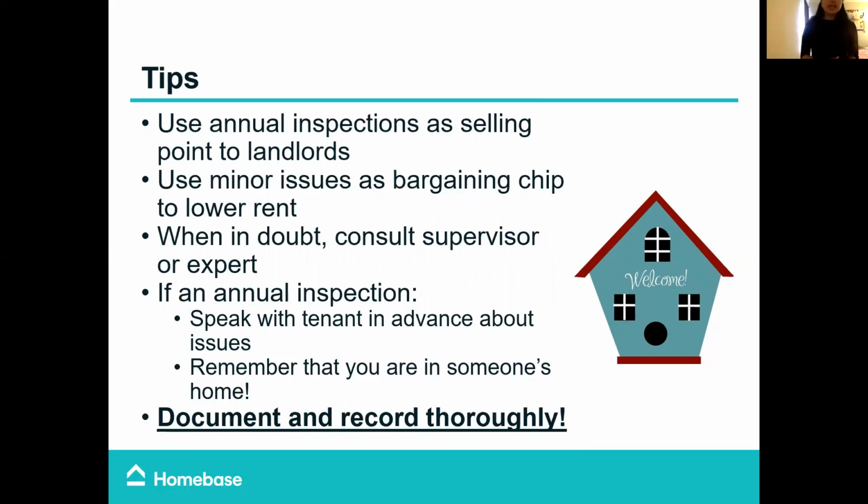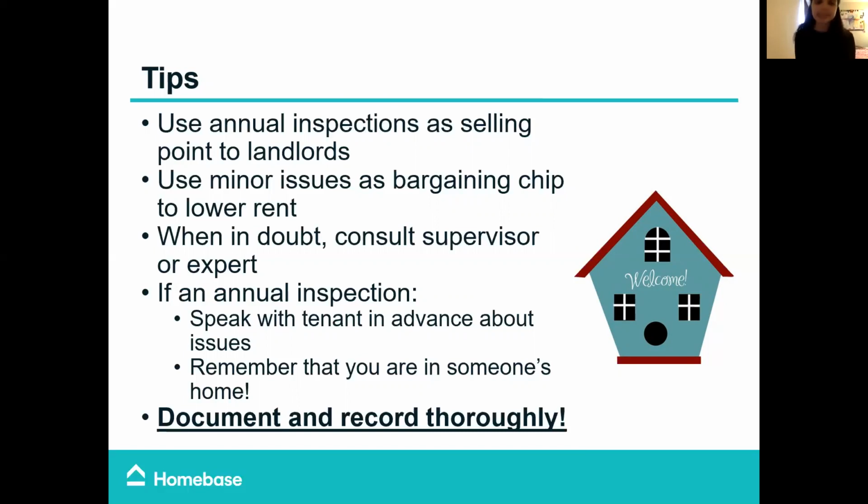And if it's an annual inspection, you want to speak with your tenant in advance about issues, and just be mindful that you're in someone's home. They might be especially vulnerable having someone come into their private personal space and feel judged, so you want to be mindful of that. And lastly, document and record thoroughly, because I cannot reiterate it enough. You need to document, document, document. I'm going to skip our poll just for the sake of time.